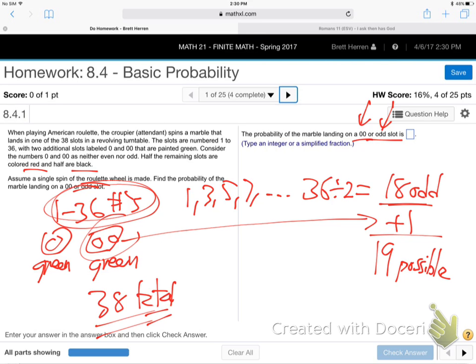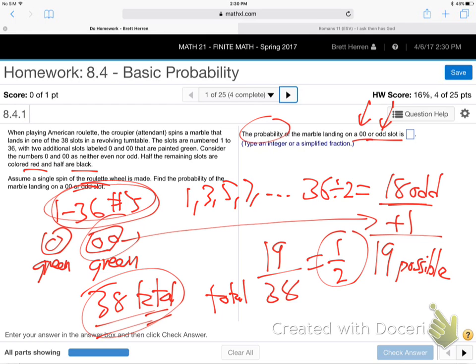They're saying you really want to get an odd number or the 00 thing. Well, there's 18 odd numbers. There's one 00 slot. That's 19 slots out of, we're doing probability, right? What's the total on the bottom? 38 total things. So it's 36 numbers, and then the green 0, green 00. That reduces to be a half. Probability would be a half for that. Is that good? That makes sense? Okay.